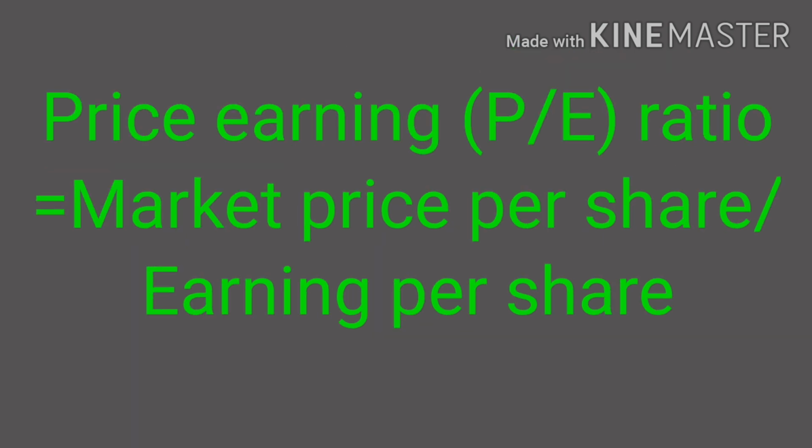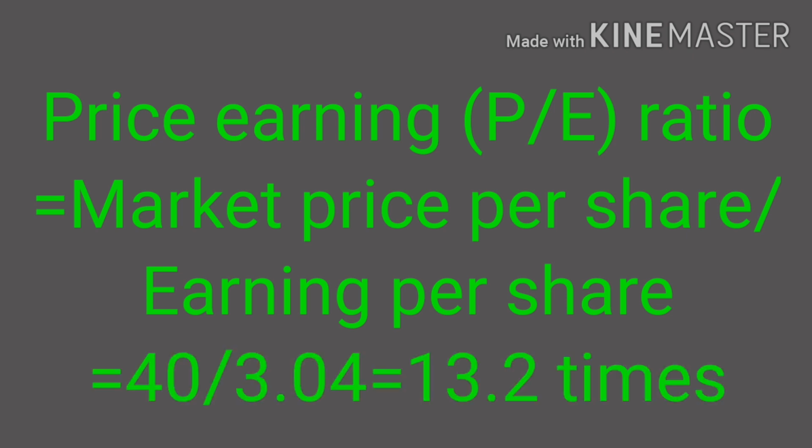Price earnings ratio. Price means market price per share. Earnings means earnings per share. So we know both. Market price is 40 and earnings per share is 3.04. By substituting, we get 40 divided by 3.04, that is 13.2 times.